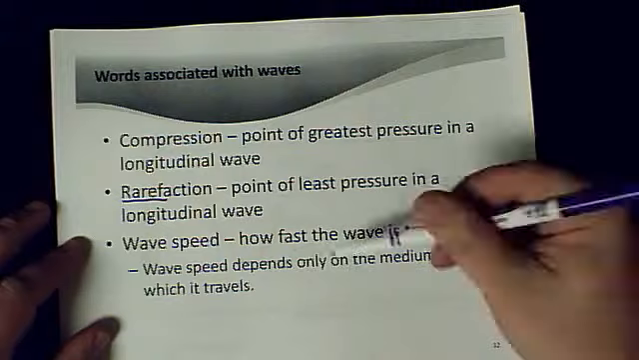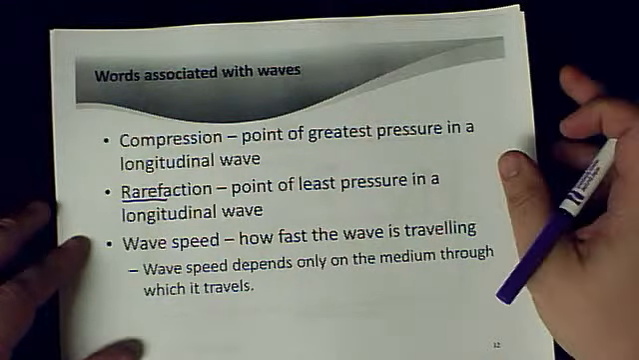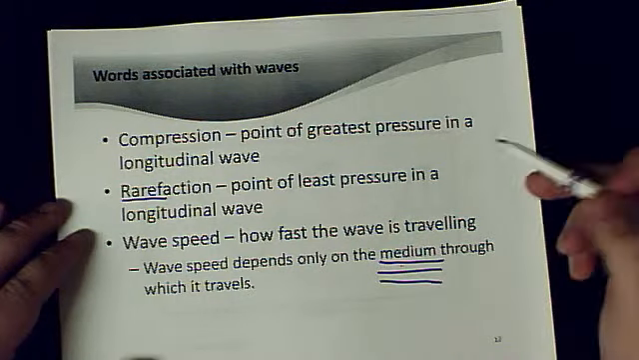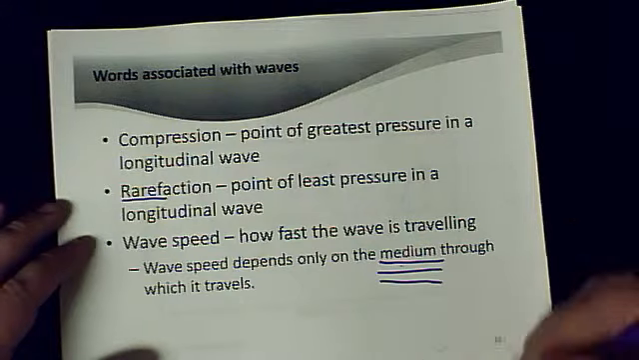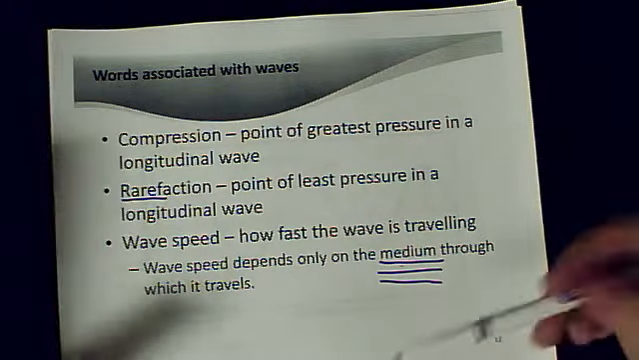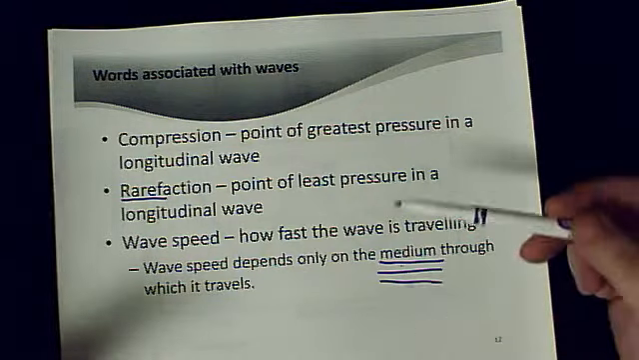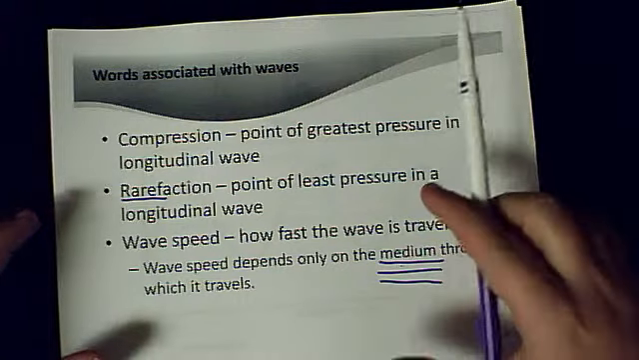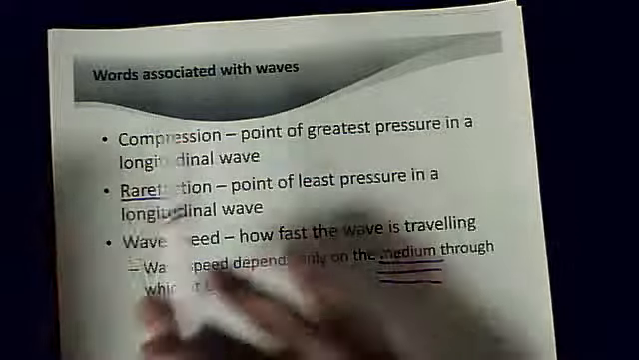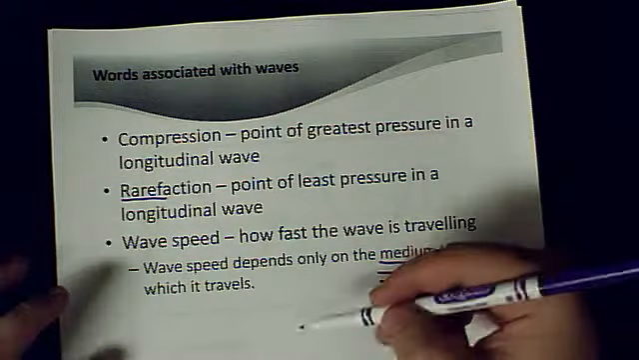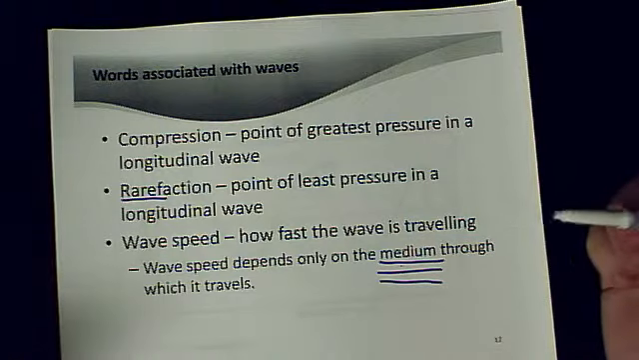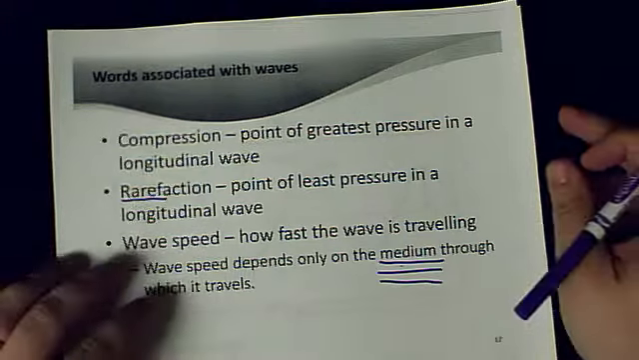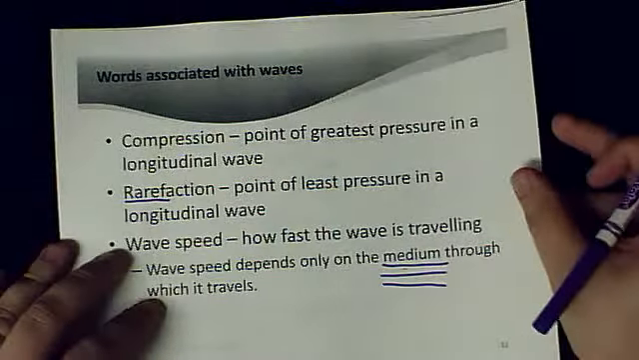Alright, and wave speed is of course how fast the wave is traveling. Wave speed depends only on the medium through which it travels. This is very, very important. No matter what I do, whether I move faster, whether I move bigger amplitude, higher frequency, it doesn't matter. The speed that a wave travels is determined by the medium it's traveling through. Because it has to do with how quickly those particles can transmit energy from one particle to the next. If you cannot transmit the energy fast enough, then it moves really slow. So the medium is what matters. Speed only depends on the medium. Okay? Very, very important.